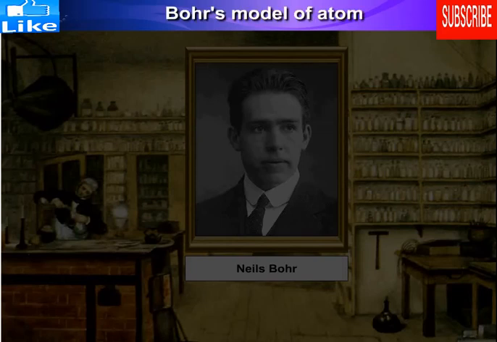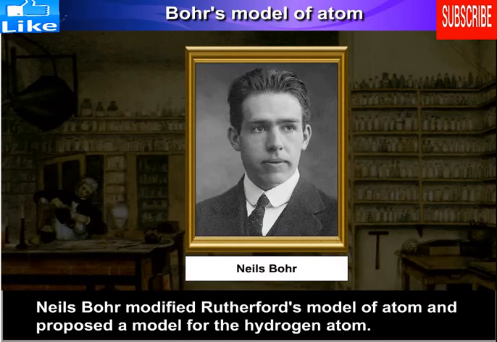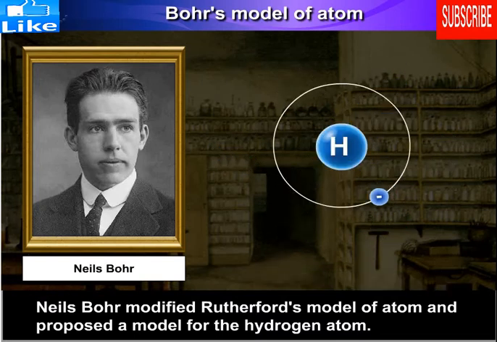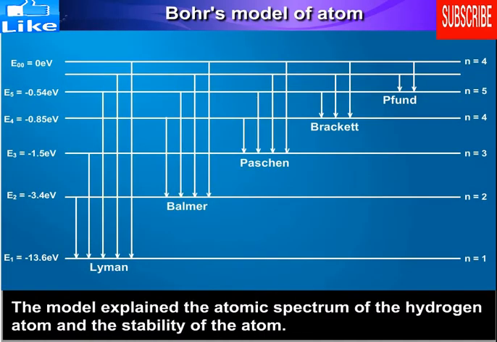Bohr model of atom. Niels Bohr modified Rutherford's model of atom and proposed a model for the hydrogen atom. The model explained the atomic spectrum of the hydrogen atom and the stability of the atom.